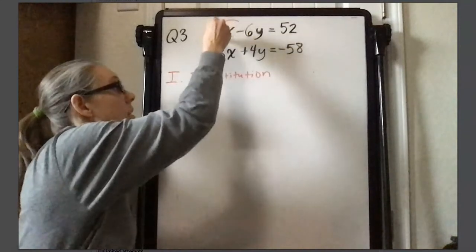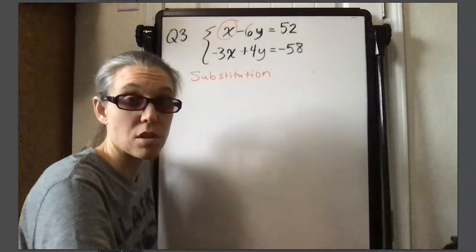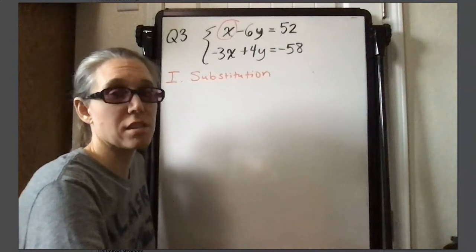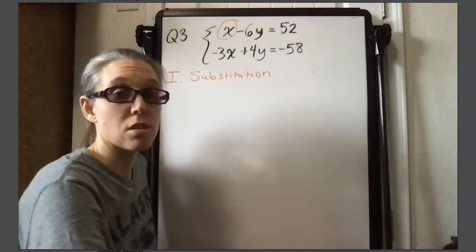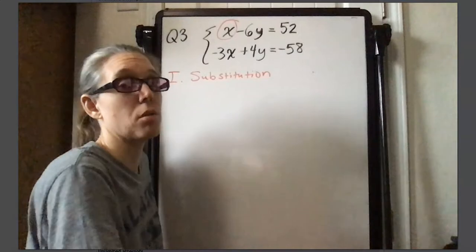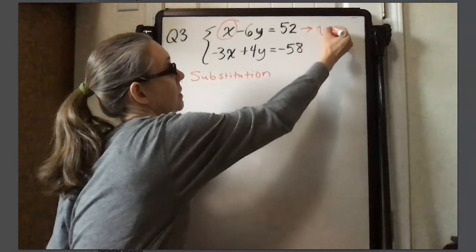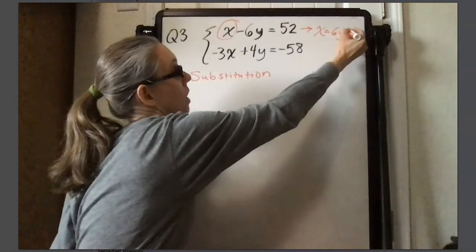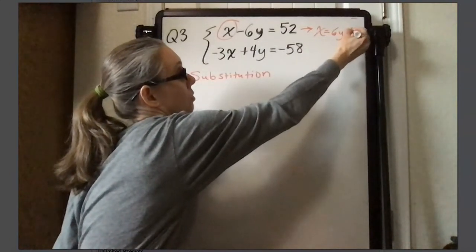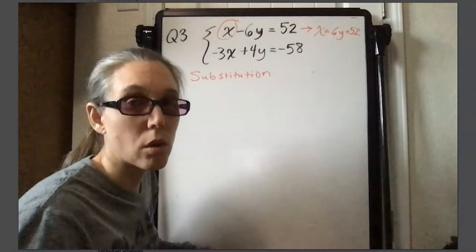So this is the easiest variable to get by itself because it already has a coefficient of 1. Substitution is a nice method if you already have a variable with a coefficient of 1 or even negative 1. Both of those are convenient. So I could rewrite this equation as x equals 6y plus 52. Now make sure all of your work is really well organized.